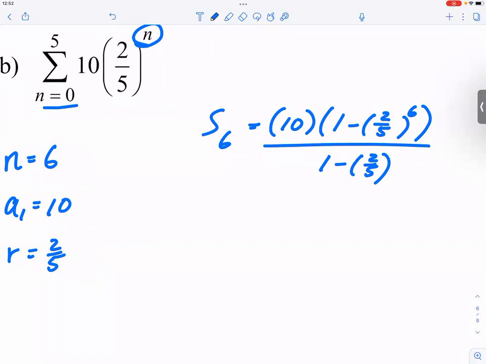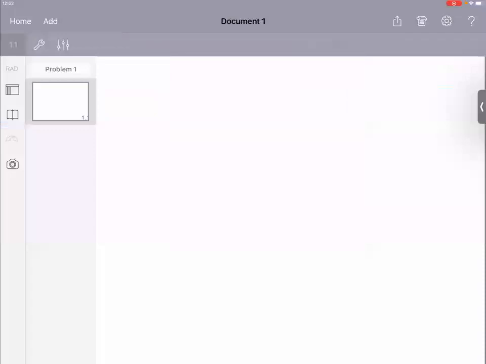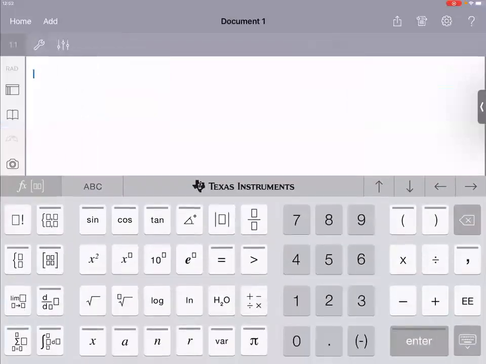I'm just going to type the whole thing into the calculator. And again, use parentheses carefully and responsibly. So you have parentheses for the numerator, 1 minus parentheses for the 2/5 raised to the 6th power, close parentheses. Well, forgot, times 10 as well. Divided by parentheses, the whole denominator, which is 1 minus parentheses again, 2/5, close parentheses.